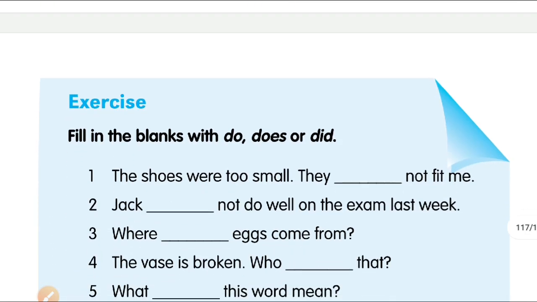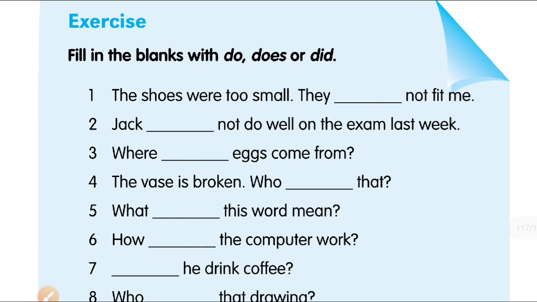And we will move to the next exercise. It will make it very clear to you. The shoes were too small, they does not fit me. The shoes were, we are telling about the past tense, they did not fit me.